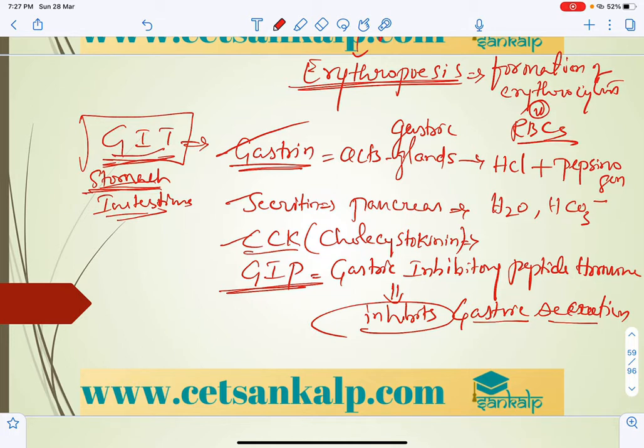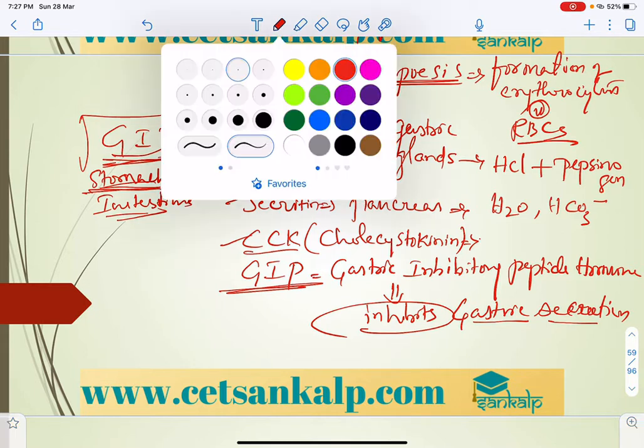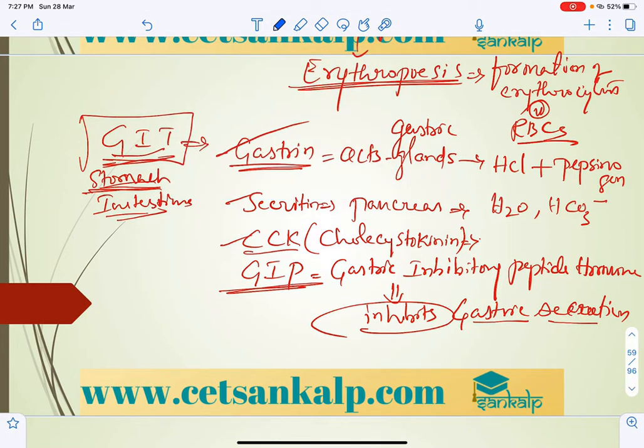What is the major role of cholecystokinin? It acts on the pancreas and gallbladder, where pancreatic enzymes and bile juice are stimulated. It acts on the pancreas to release pancreatic enzymes, and on the gallbladder to release bile juice.